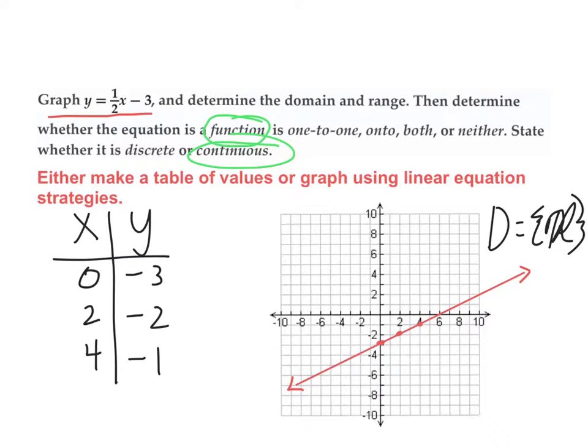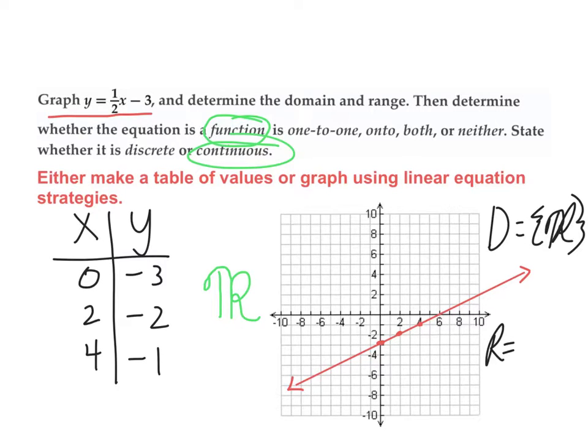Okay, so here's how you make a script R. You put one little line like that, and then you have a little curly that comes over it. Then you make an R. It's a script R. That means all real numbers. You can write the words out, all real numbers. You're welcome to do that. I did not have enough room to do that over here. Plus, it's more writing, and this is kind of a cool little thing. I don't know. All right, let's talk about the range.